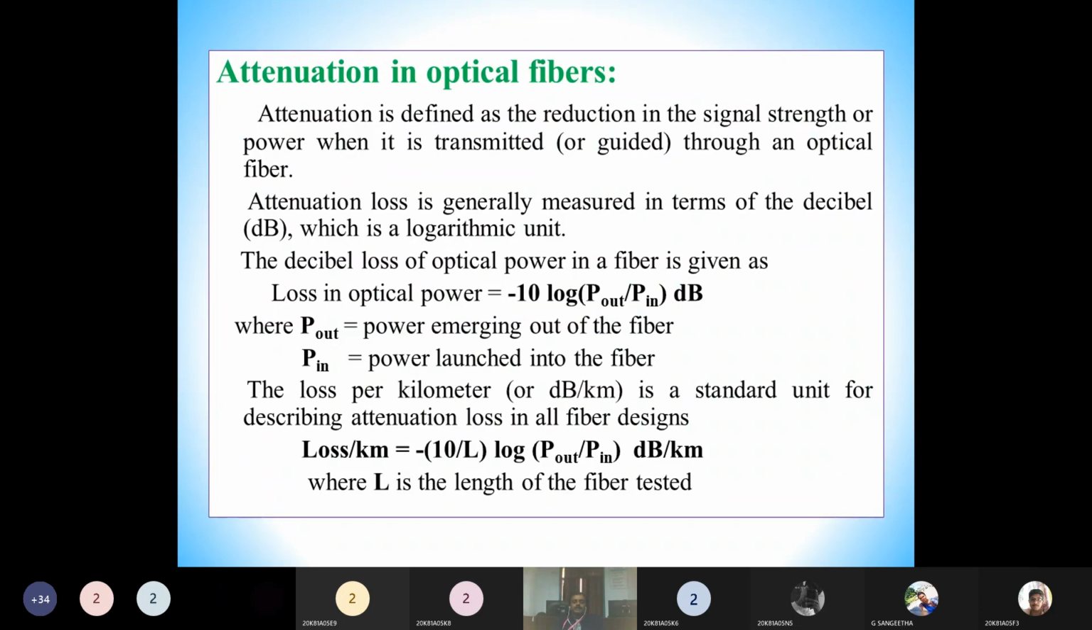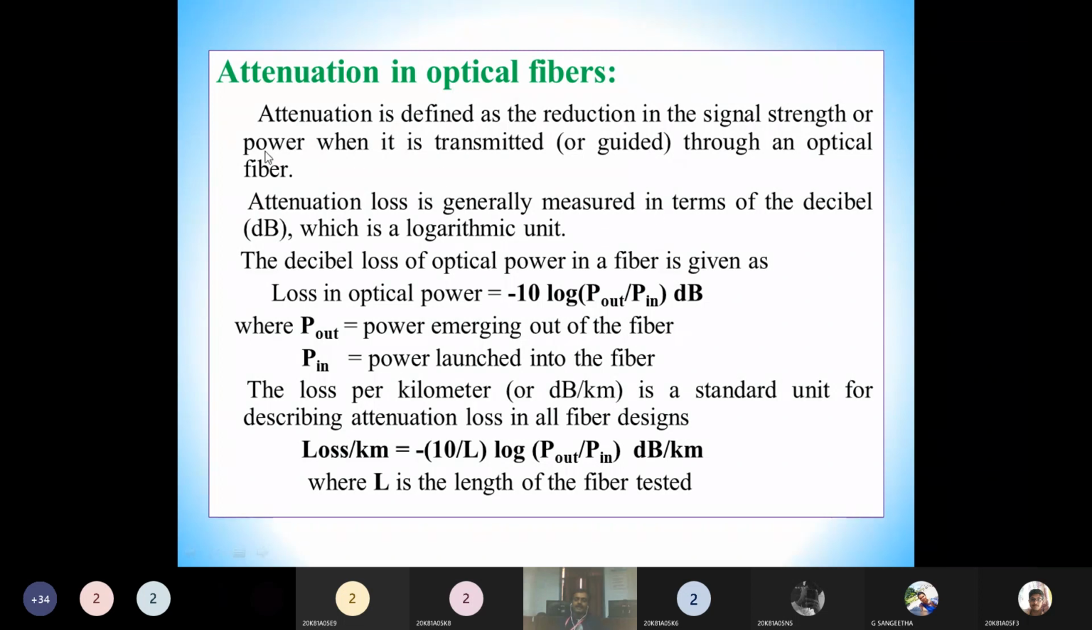Now we'll discuss the attenuation in optical fiber. Attenuation is defined as a reduction in the signal strength. Whatever signal we send, we look at what we get at the output. That means, what is the difference between the strength of the input signal and the output signal? That is the loss, that is the reduction. That reduction of the signal strength is called attenuation.